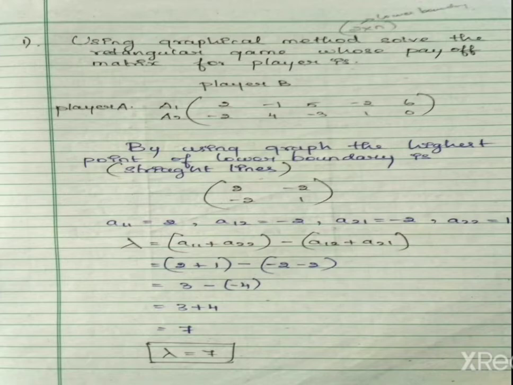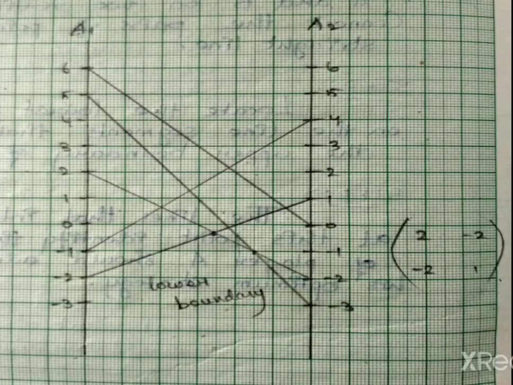The first one is: using the graphical method, solve the rectangular game whose payoff matrix for player A and player B is given. So for this we have to come with a graph. In this graph we have to draw the 2 vertical lines. On the 2 vertical lines you have to plot the values, that is 0, -1, -2, -3 below, and above 1, 2, 3, 4, 5, 6. So like this you have to draw.